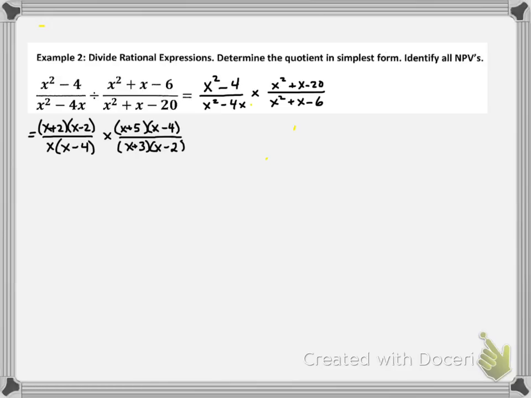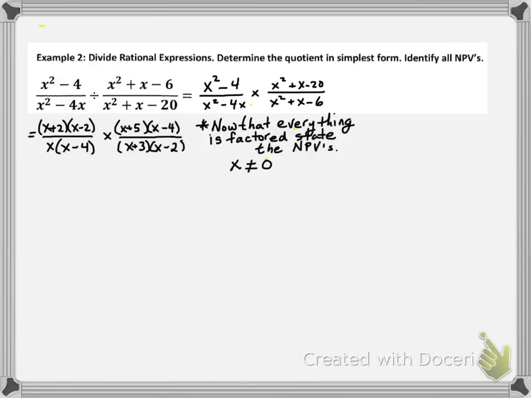Now, the non-permissible values have to come from the top of the second fraction as well as the bottom of the second fraction, because it was on the bottom and we switched it to the top. So now that everything is factored, state the non-permissible values. X cannot equal, the first one is 0, the next one's a 4, the next one's a negative 3, and for x minus 2, x can't equal 2, but also on the top, x cannot equal negative 5, and 4 we've already included, so we don't have to include it again.